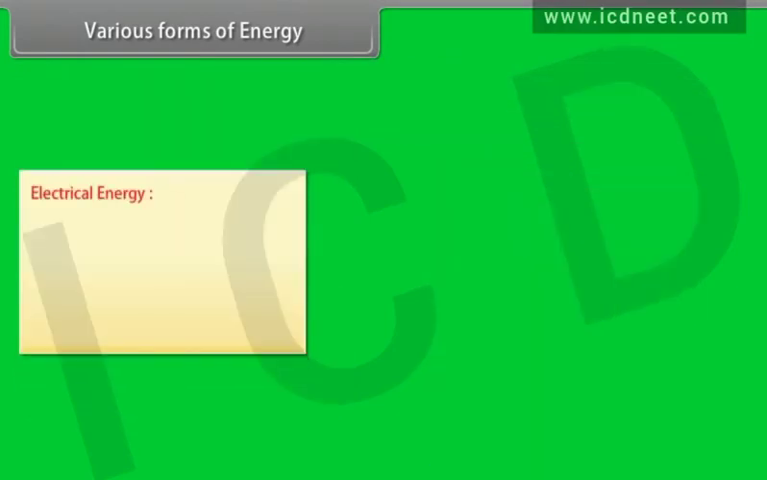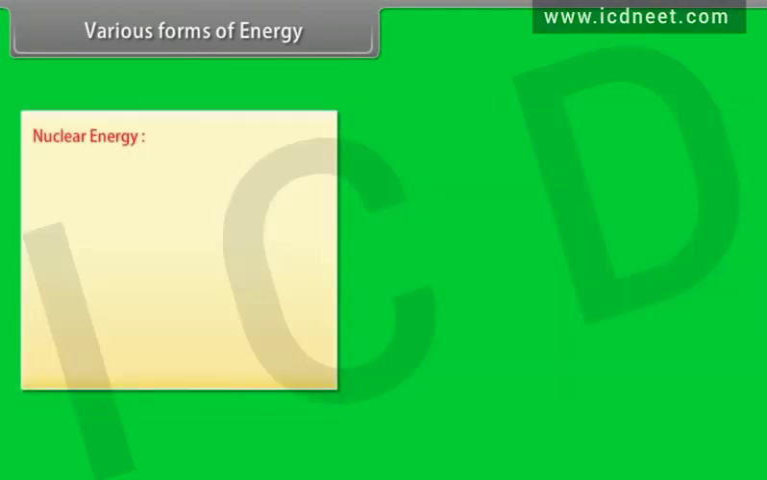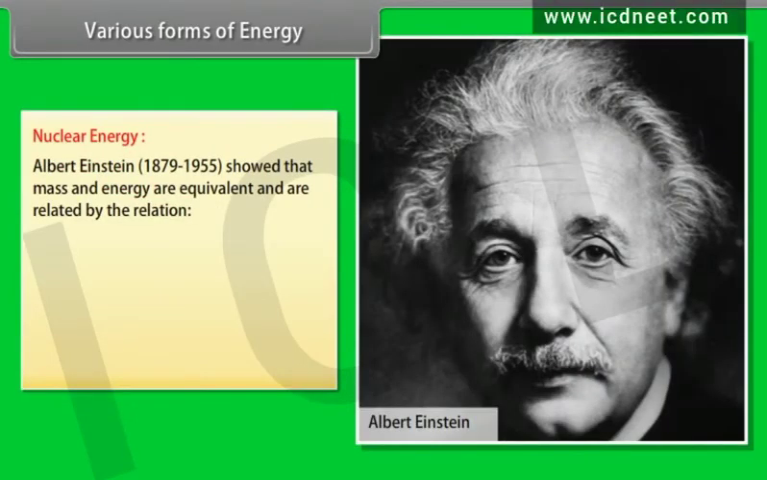Electrical energy. Electric charges and currents attract or repel each other. Thus, work needs to be done in general to move them with respect to one another. The energy associated with this work is called electrical energy. Nuclear energy. Albert Einstein, 1879 to 1955, showed that mass and energy are equivalent and are related by the relation E equals mc squared, where c is the speed of light in vacuum.